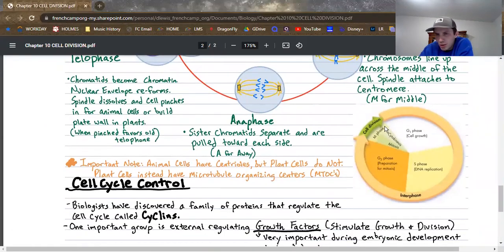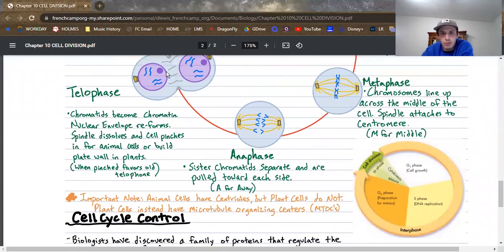This gives you an overview and shows you how interphase and M phase all fit together. An important note is that animal cells, this is another difference. So not only do you have the difference here, animal cells pinch in, whereas plants build a cell plate. Another note is that animal cells have centrioles, but plant cells do not. Plant cells will instead use microtubule organizing centers, or MTOCs for short. So that's a difference. You'll see that on the test.